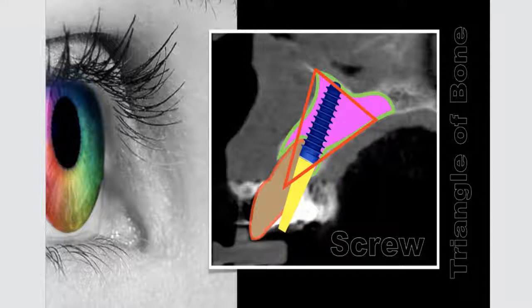So perhaps we need to move that implant slightly to the palatal. Still we're in that zone of the triangular bone, and now we have to worry if the threads on the palatal aspect may cause an issue. So this would be for a screw retained design.